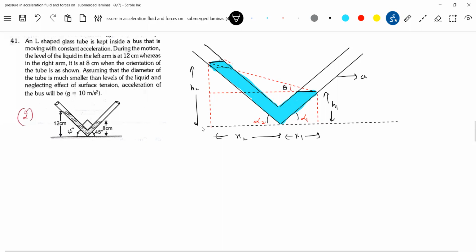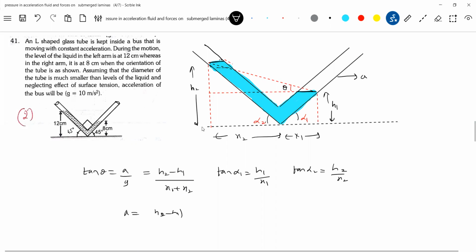So you want that acceleration, that's all. So tan theta shall we write equal to A by G? Somehow we should get theta. What is theta? This should also equal H2 minus H1 by X1 plus X2. We don't know X1 and X2. Tan theta is what I wrote. So tan alpha 1 equals H1 by X1, tan alpha 2 equals H2 by X2. Substitute that value. So this will be A is equal to H2 minus H1 times G.